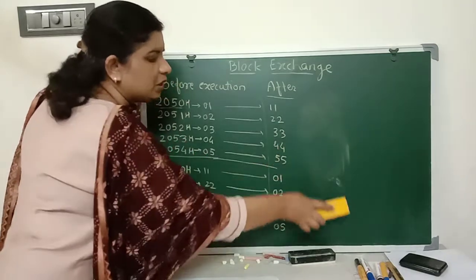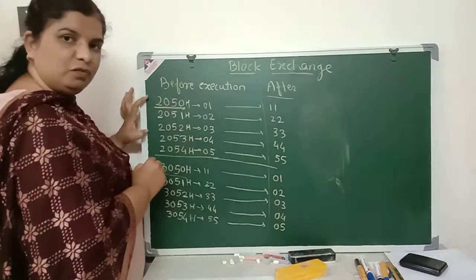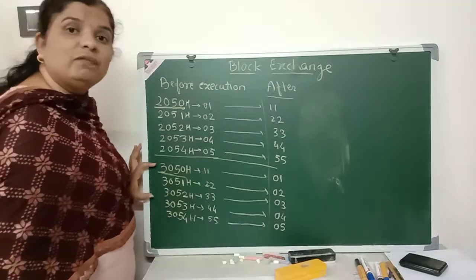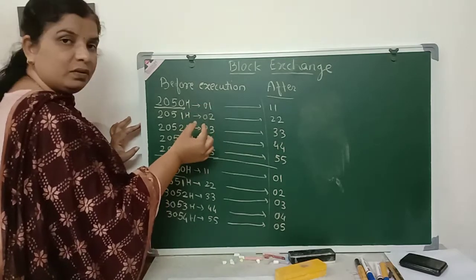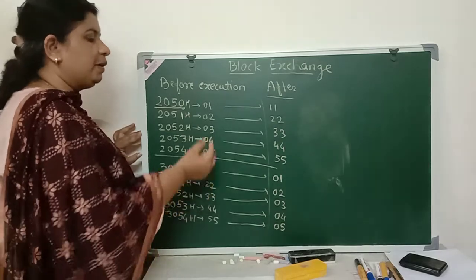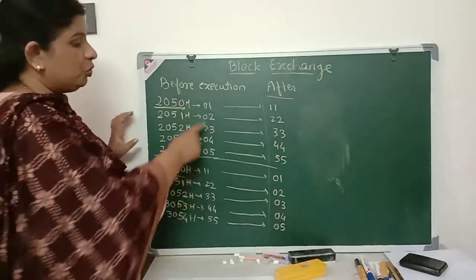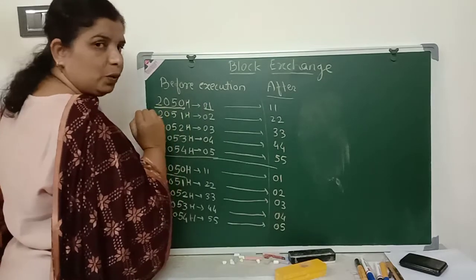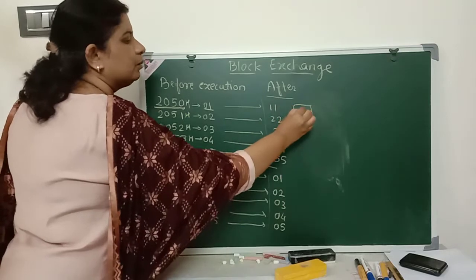The same concept we are going to use here. We are going to set a pointer for the first memory location of the first block, as well as a pointer for the first memory location of the second block. Okay, so we are going to pick this number and place it here, and this number has to be picked and placed here. But in this case, it should not be overlapped. So we are going to pick this number and store it somewhere else. Suppose in the B register we store this number.